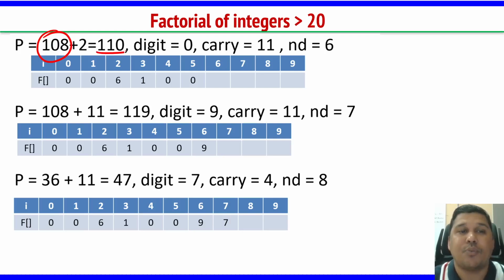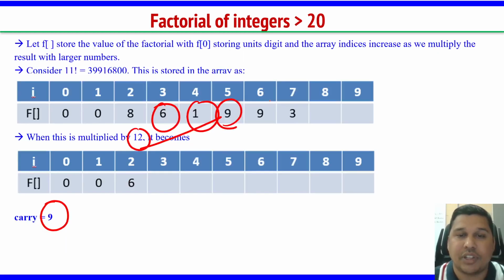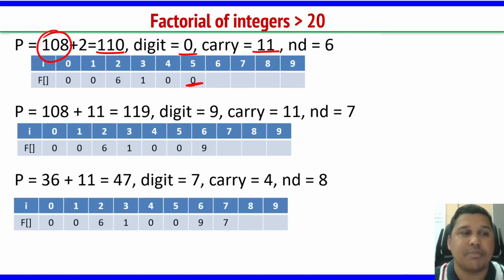So, 110. From 110 the digit is 0, carry is 11. The digit 0 I have placed here, carry is 11. Again multiply 12 with 9, so it becomes again 108 plus 11 equal to 119. Here again, what is the digit?